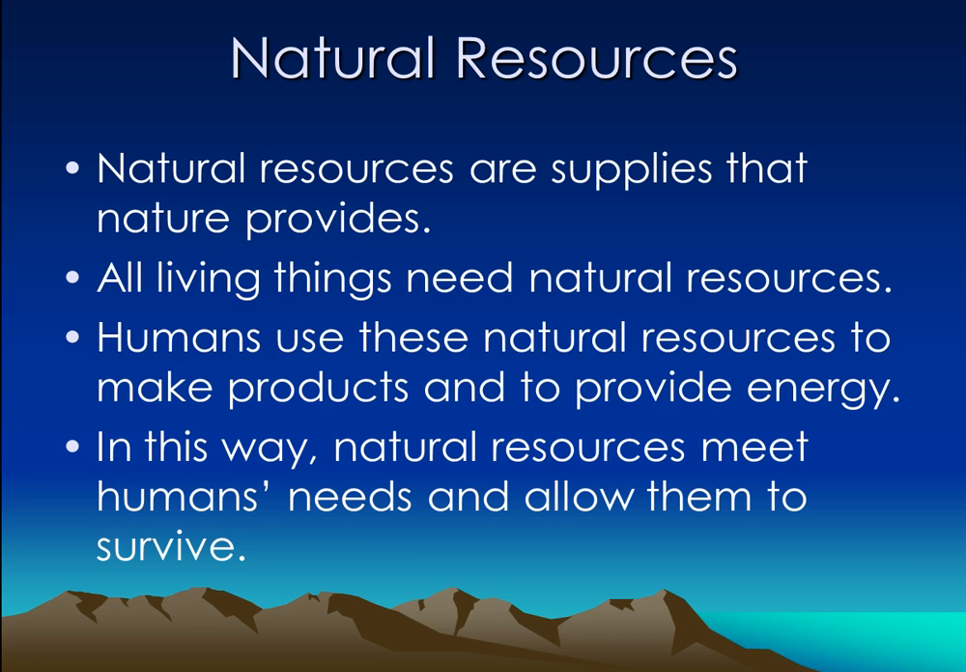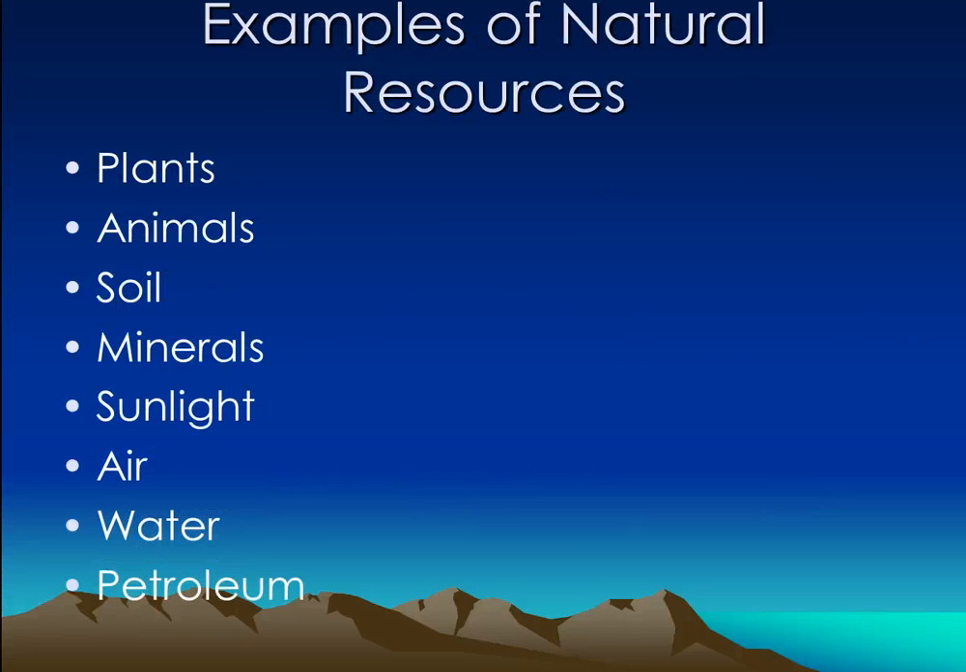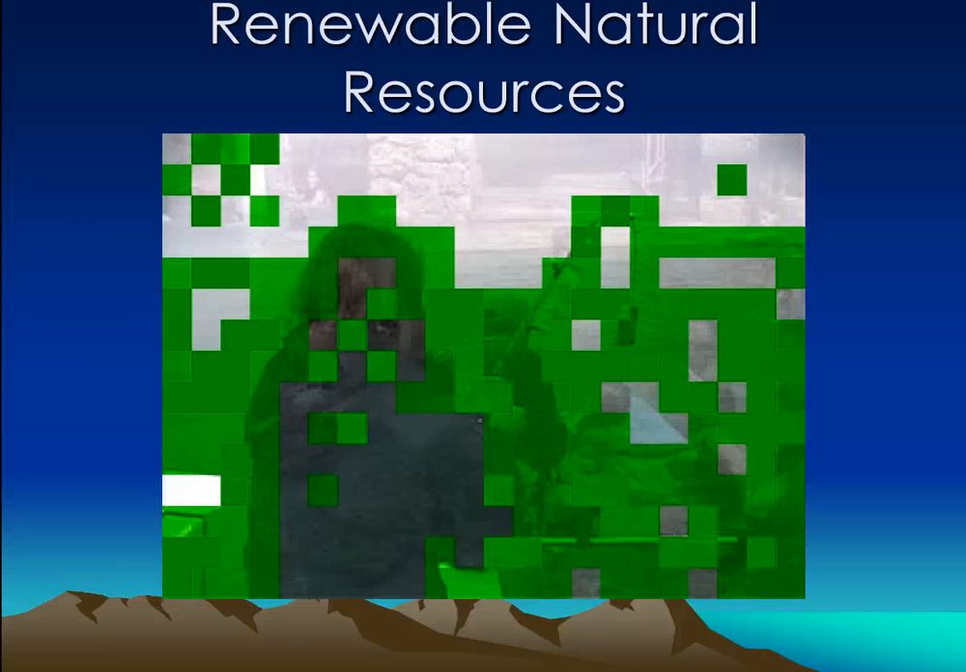If we didn't have natural resources, we couldn't make the products that we need to survive, nor could we use the energy that we use all day long from those natural resources. What are some examples of natural resources? Well, we have plants, animals, soil, minerals, sunlight, air, water, and petroleum. Petroleum is like oil and gas. Let's watch this video on renewable natural resources, and when it's over, we will move on.